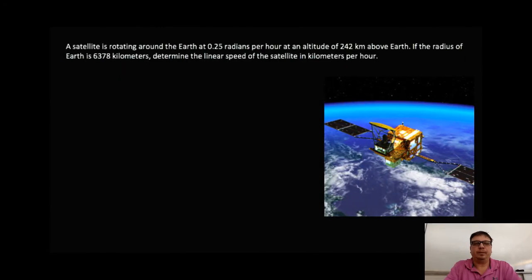All right, next example. This was kind of interesting when I was looking up different problems. It says a satellite is rotating around the Earth at 0.25 radians per hour at an altitude of 242 kilometers above the Earth. If the radius of Earth is 6,378 kilometers, determine the linear speed of the satellite in kilometers per hour. So I've got to pull out the information here. I see this 0.25 radians per hour, so that is omega, my angular speed. And then we've got 242 kilometers above the Earth, and the radius of the Earth is 6,378 kilometers.